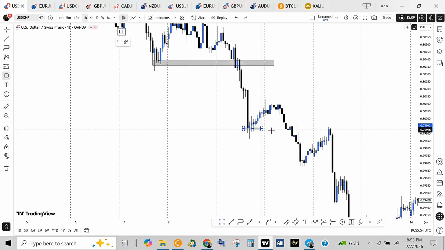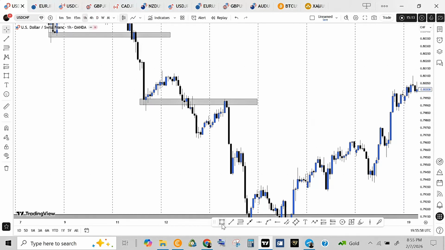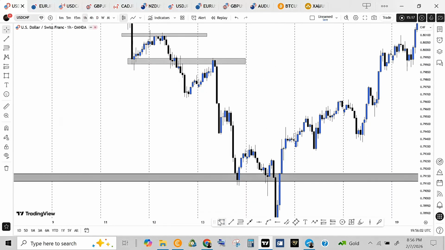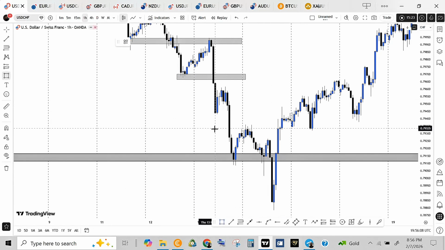Look at how the market is playing around. Just picture perfect. I'll make another video showing you how to trade with this simple concept.